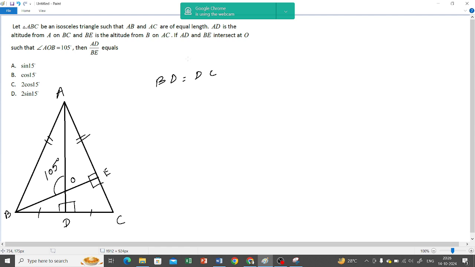Now if AD and BE intersect at O and angle AOB is 105 degrees, then AD by BE is equal to what? The first thing we can do is find all the angles. What is going to be angle BOD? Angle AOB is 105, so BOD is 180 minus 105, that is 75 degrees.